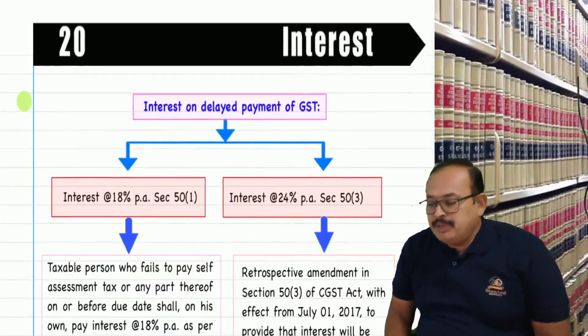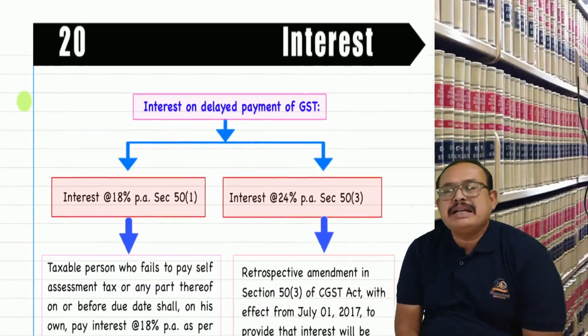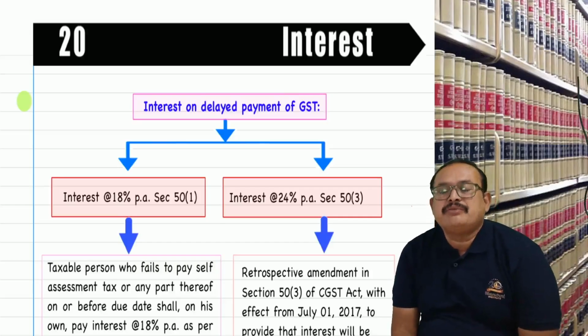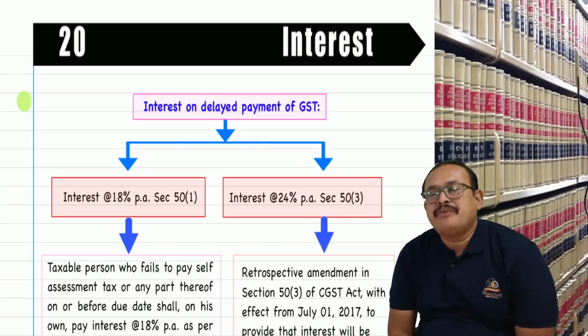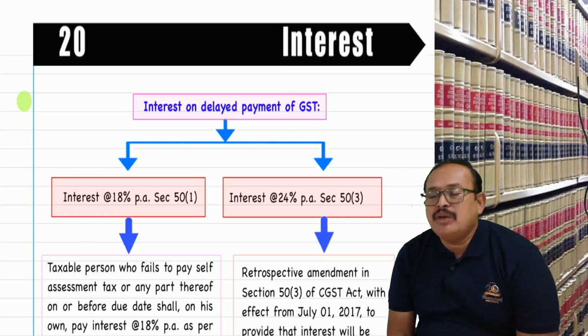Now I am going to take up interest under GST for delayed payment of GST. Section 50 subsection 1 provides interest at the rate of 18% per annum. Section 50 subsection 3 provides 24% per annum interest.